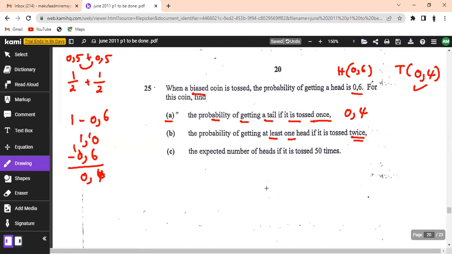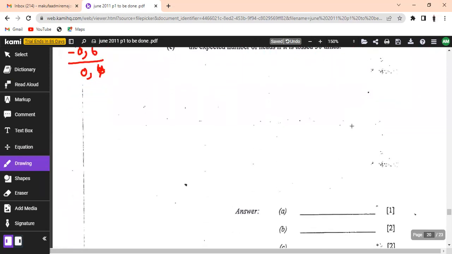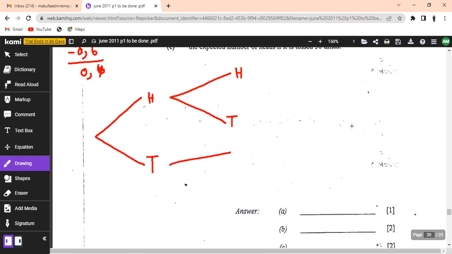So that's it. Okay, the probability of getting at least one head if it is tossed twice. We have got twice here. Whenever you are dealing with twice, it means we can represent this on a tree diagram because this happened twice. This one is a biased coin, so you can put it on a tree diagram like this. This is your head. This is your tail. You move on. Another one, that's the second pick, which is your head and your tail, like that.